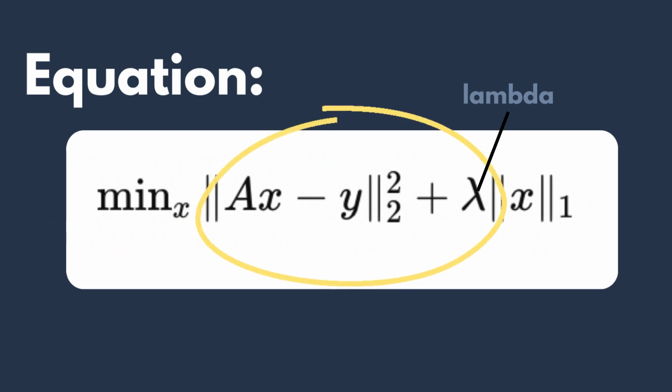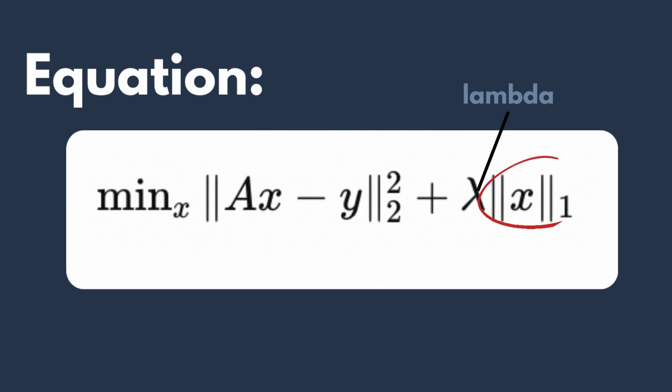The 2-norm squared of Ax minus y is the squared error norm, representing how close our predicted measurements Ax are to the measurements y. Lambda is a parameter that balances the error term with the sparsity term. The 1-norm of x represents the sum of absolute values of the elements in x.